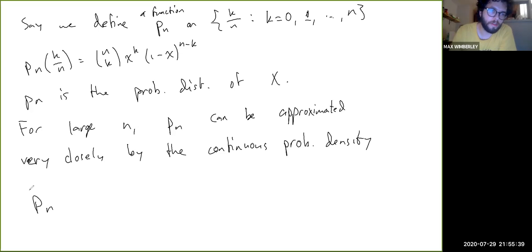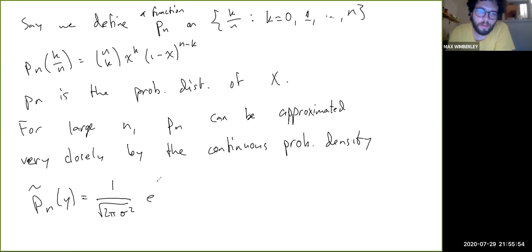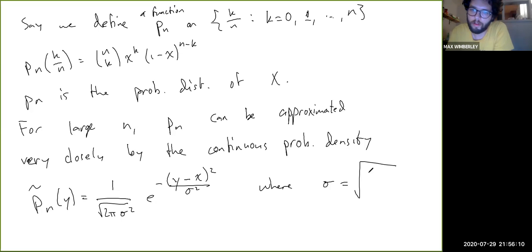And I'm going to define it like this: Pn tilde of y equals, and this is where it's kind of weird. So basically, it's a normal distribution, 1 over the square root of 2 pi sigma squared, e to the negative (y minus x) squared over sigma squared, where sigma equals the square root of x(1 minus x)/n. Okay, so a few things to unpack here.